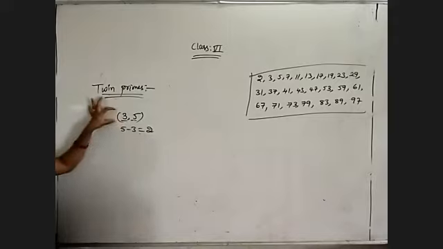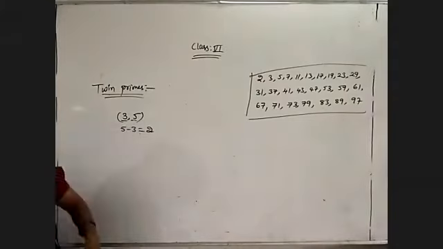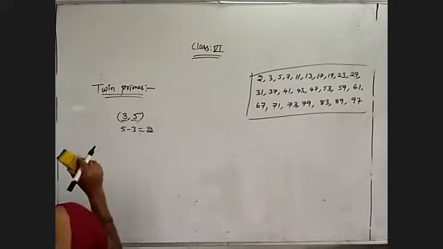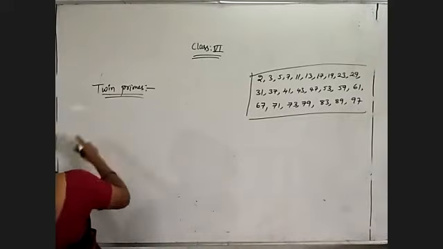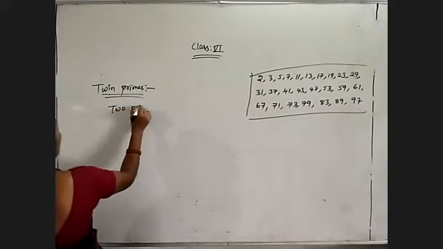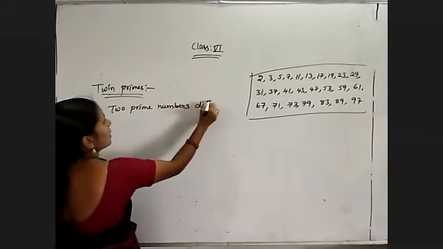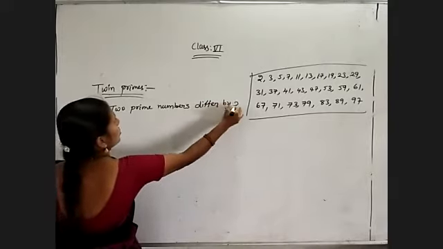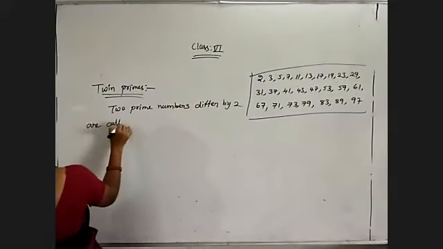Compulsorily, whatever numbers you select, those are prime numbers. So in the definition I am telling you that two prime numbers whose difference is equal to 2 are said to be twin primes. Two prime numbers that differ by 2, meaning their difference is equal to 2, are called twin primes.